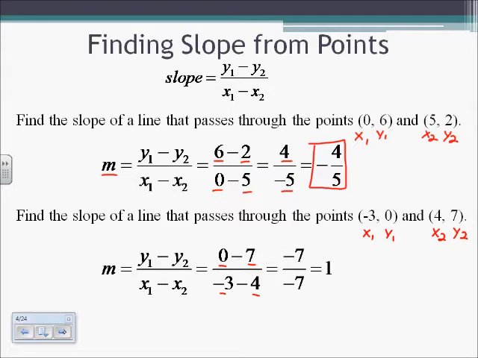Because the second numbers are all positive, we haven't had to switch the signs, so we look at it going across. We have negative 7 over negative 7, which I said would be a positive number, and further than that is 1 for our actual slope. So the slope of this line will be 1.